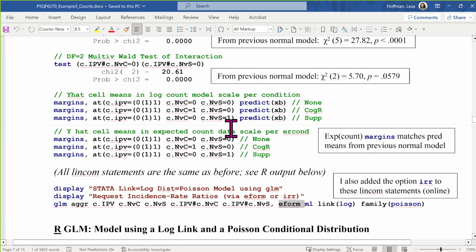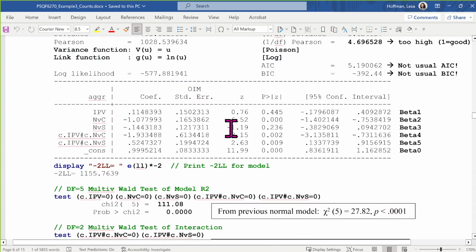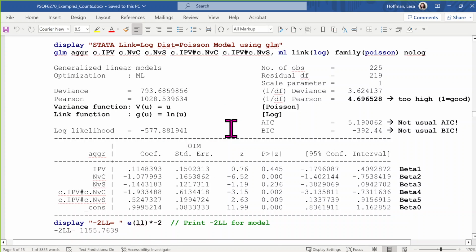Okay, Stata folks, any questions about any of that from the Poisson model?